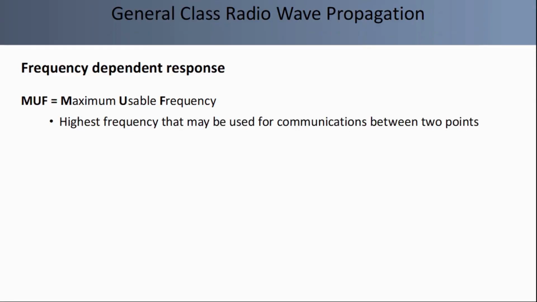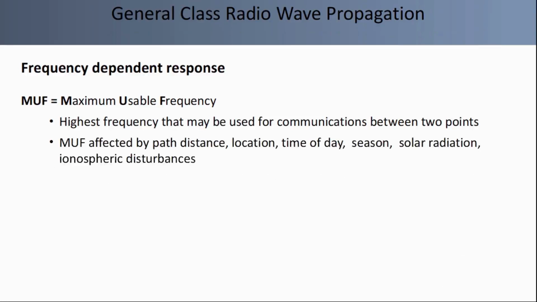And I'll add to that, at any given time. This is a dynamic thing. So right now, the maximum usable frequency between Willits and some location is what it is. It may change as conditions change.